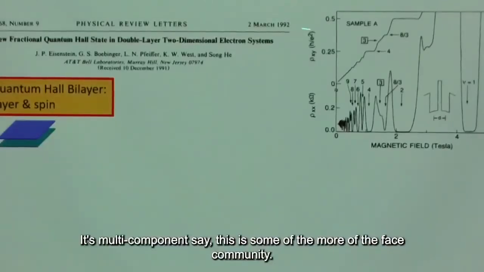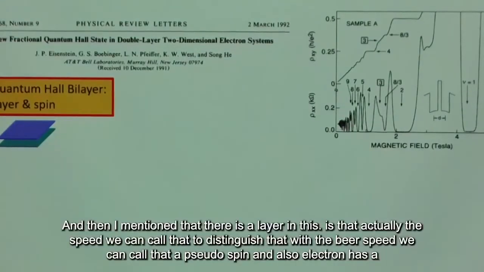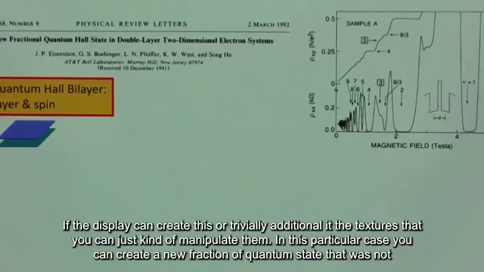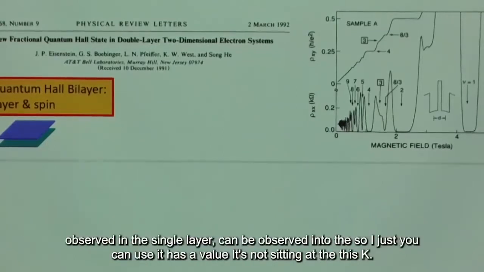Some of this is old work, but basically this is a quantum Hall bilayer, and there is the layer index that acts like the spin. We can call that the pseudo-spin, to distinguish it from the real spin, and the electron also has its real spin, right? So the combination of this layer pseudo-spin and the real spin in this quantum Hall bilayer gives you additional textures that you can manipulate. And in this particular case, you can create new fractional quantum Hall states that were not observed in a single layer, but can be observed in this quantum Hall bilayer.